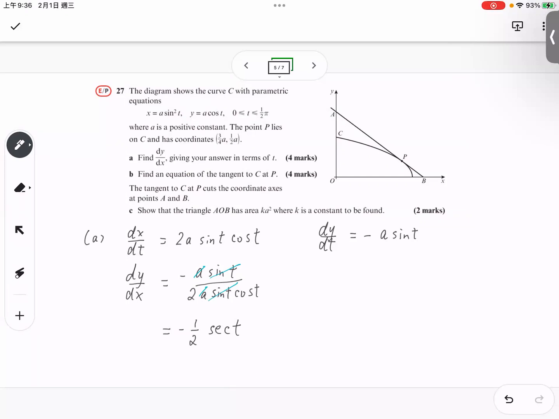Now we will go to part B. If you do not finish, just pause your video. If you have any questions, you can feel free to ask me in Teams. And now we will go to part B.